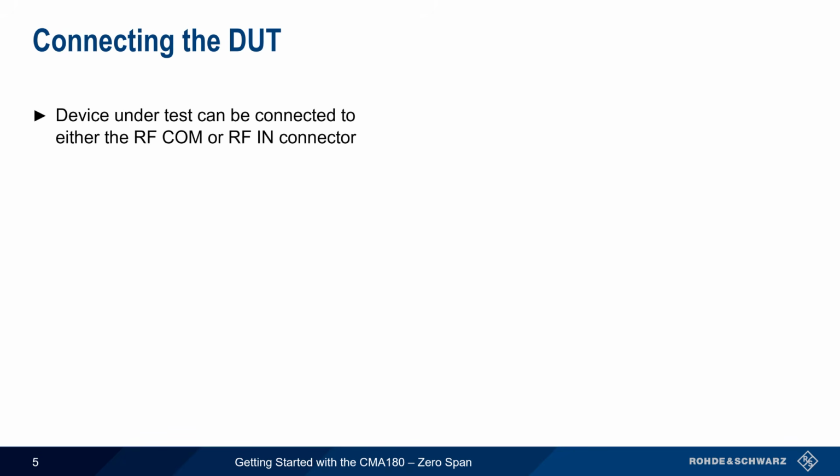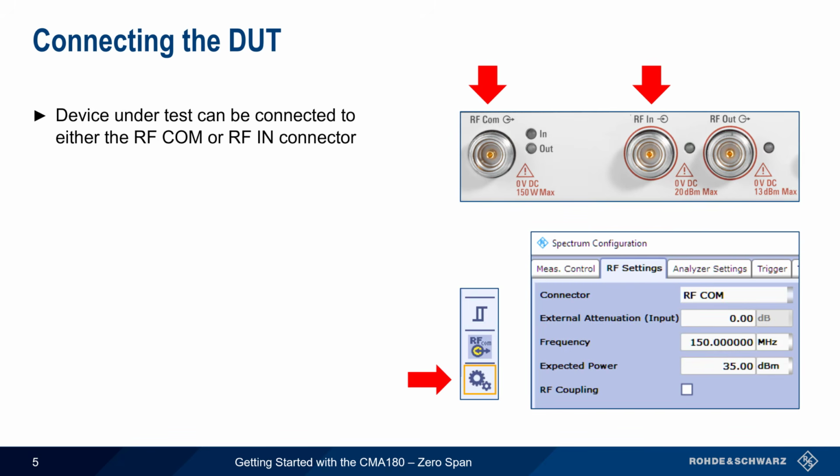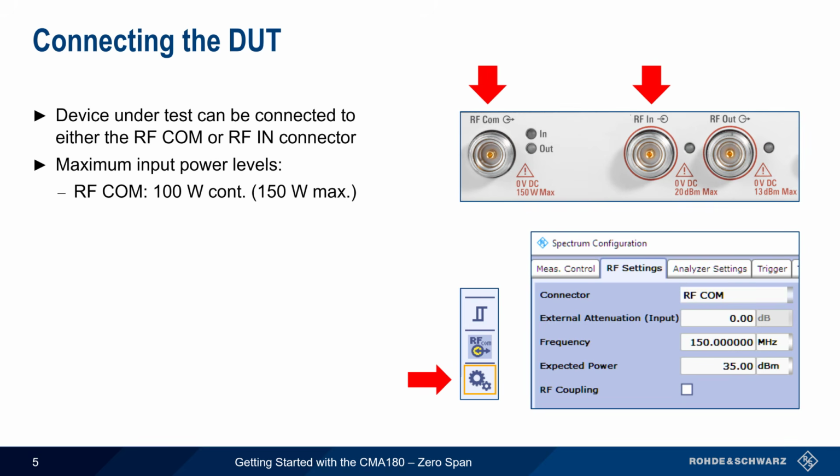The device under test can be connected to either the RF COM or the RF in connectors on the front of the CMA. This is selected in the RF Settings tab under Spectrum Configuration. Note that these two connectors have different maximum input power levels, 100 watts continuous and up to 150 watts maximum on RF COM, but only plus 20 dBm or 100 milliwatts on RF in.